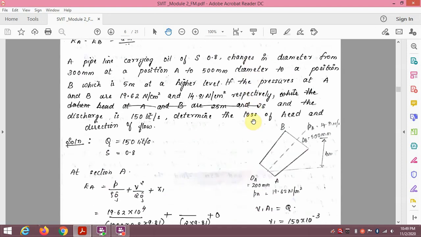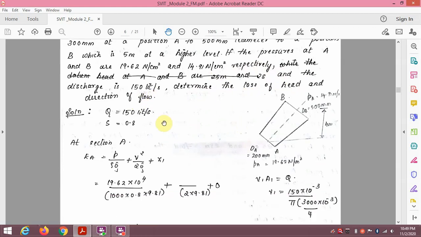Similarly, the next problem: a pipeline carries an oil of specific gravity 0.8, changing in diameter from 300 mm at A to 500 mm diameter at a position B, which is 5 meters at the higher level. If the pressures at A and B are 19.62 Newton per centimeter square and 14.91 Newton per centimeter square respectively, and the discharge is 150 liters per second, determine the loss of head and direction of the flow. So Q is equal to 150 liters per second, S is equal to 0.8.